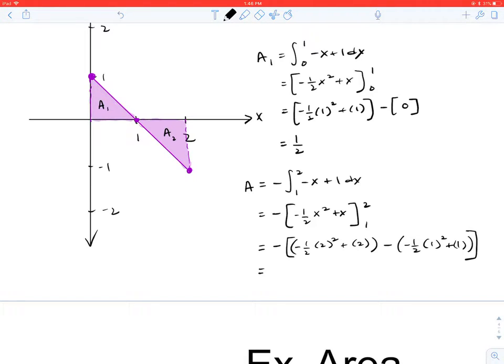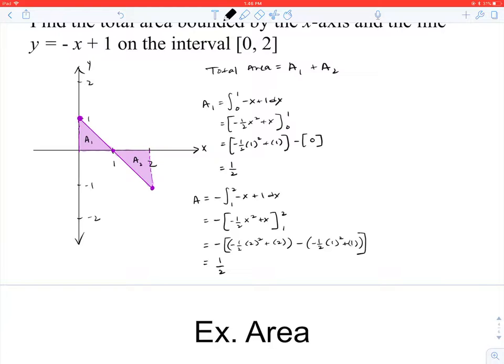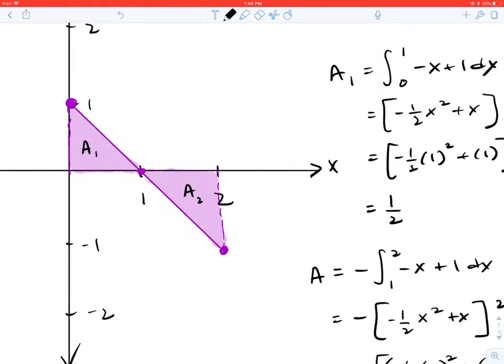And when we simplify, we end up with 1/2 again. So the total area ends up being 1/2 plus 1/2, which is just 1. Now the areas of each of the triangles that are created by the x-axis and the line have equal areas. So that means there's an equal area above the x-axis and below the x-axis.